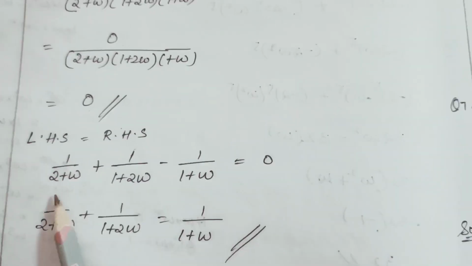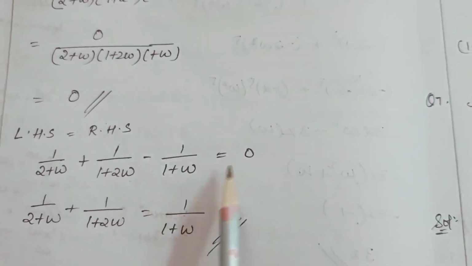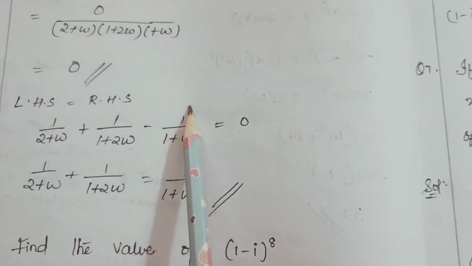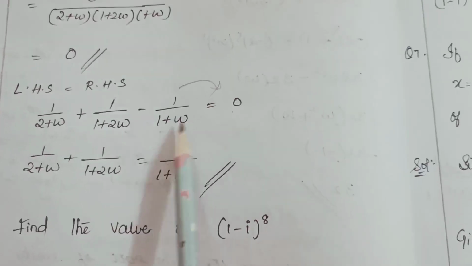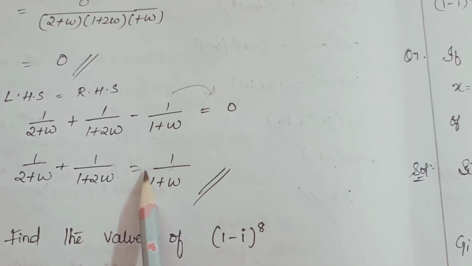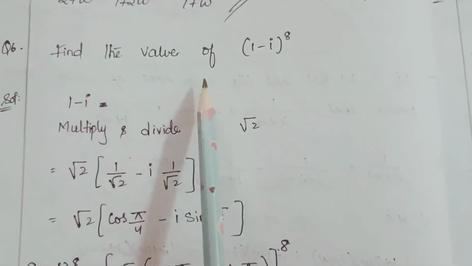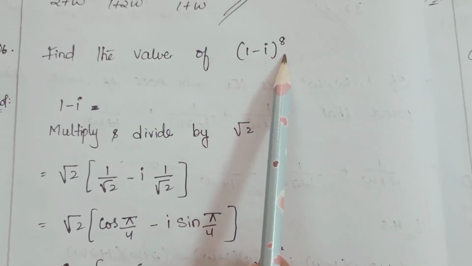1 by 2 plus omega plus 1 by 1 plus 2 omega minus 1 by 1 plus omega is equal to 0. But our question was like this. So taking this fraction here, 1 by 2 plus omega plus 1 by 1 plus 2 omega is equal to 1 by 1 plus omega. Hence proved.